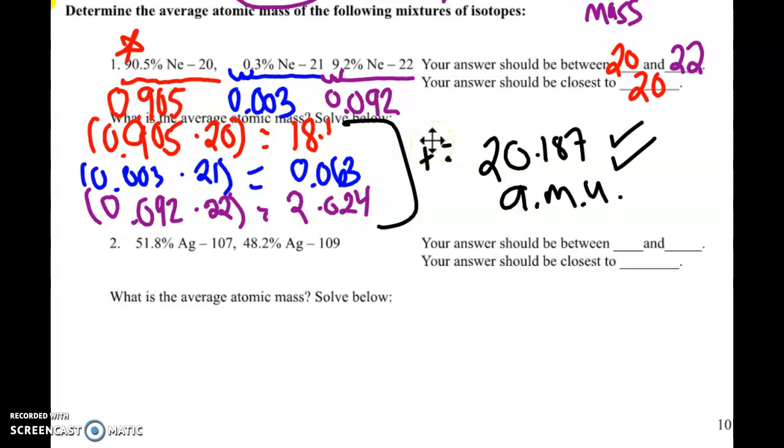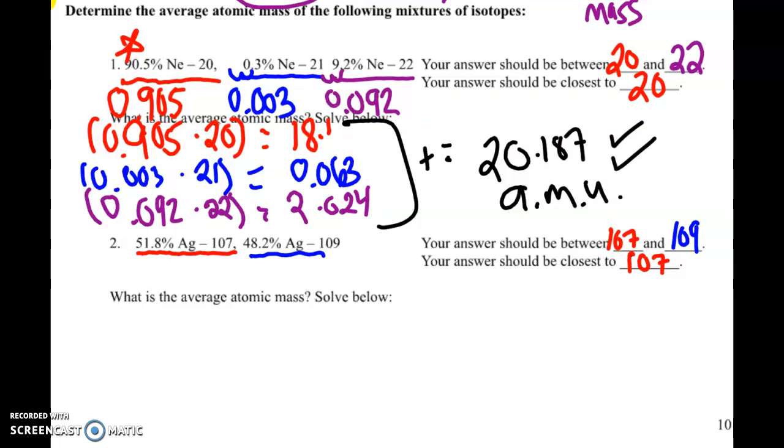Okay, so the exact same way we're going to tackle the next problem. So we're looking at silver. Ag is silver. One isotope is 51.8% of all silver. That's silver 107. And then my next isotope of silver is silver 109. Now that's 48.2%. Looking at those percents are pretty close. So technically I'm going to be a little bit closer to silver 107, but it should be kind of right in between them. So I'm thinking my final answer is maybe a little less than 108.